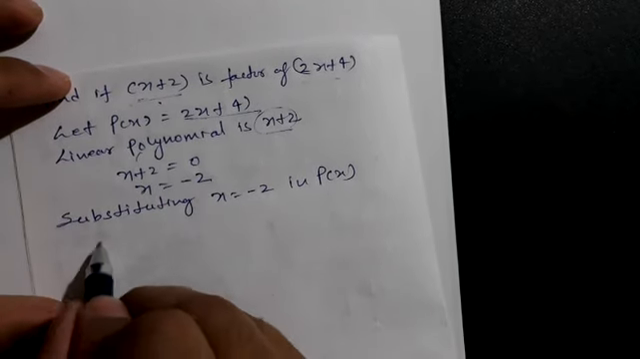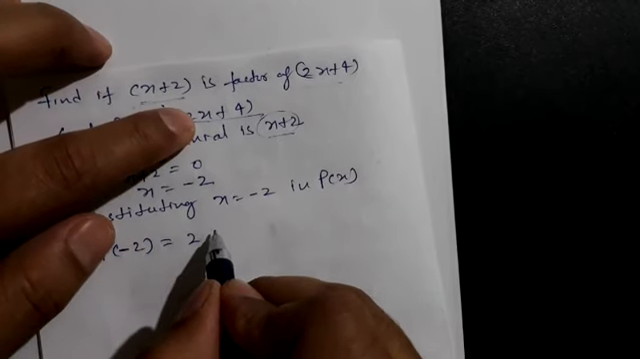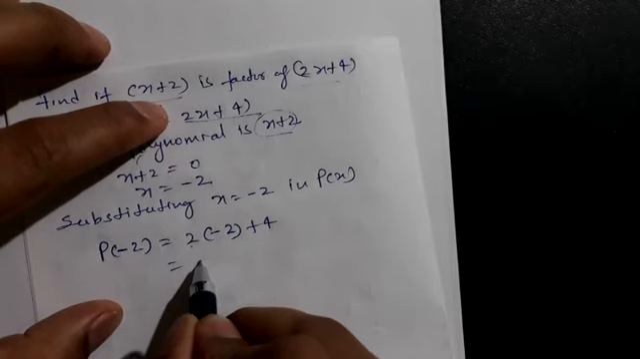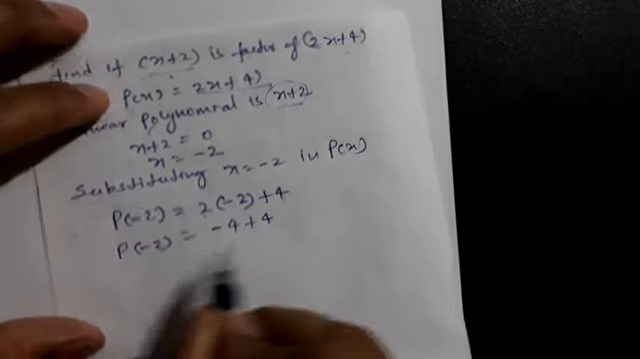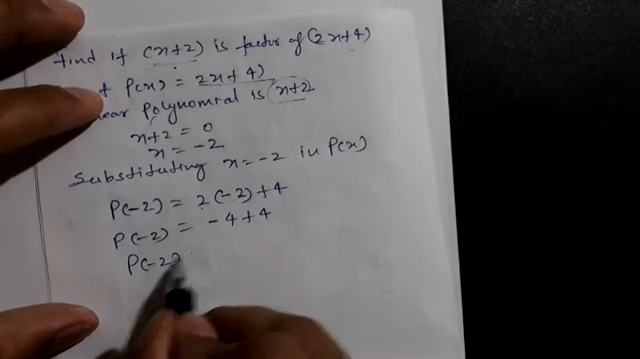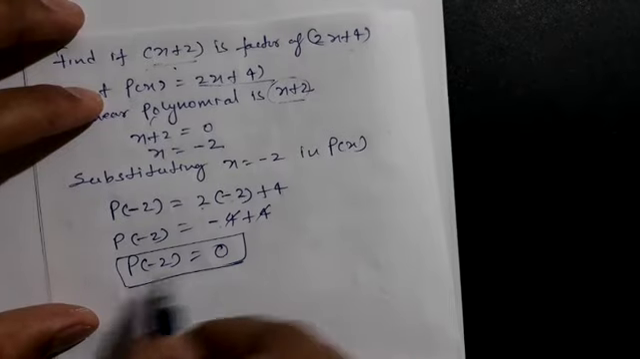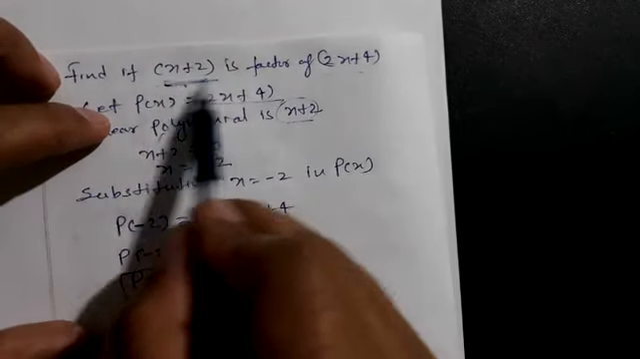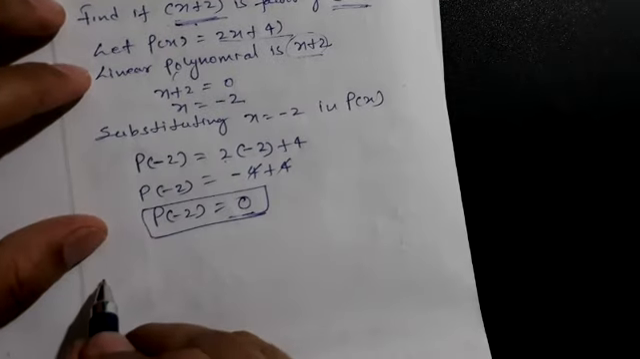So p of minus 2 is equal to 2 in place of x, minus 2, plus 4. So 2 into minus 2 is minus 4, plus 4. So p of minus 2 is equal to minus 4 plus 4, which is 0. Getting this or not? So p of minus 2 is equal to 0. So here we will say yes, x plus 2 is a factor of 2x plus 4. Another example I am taking.